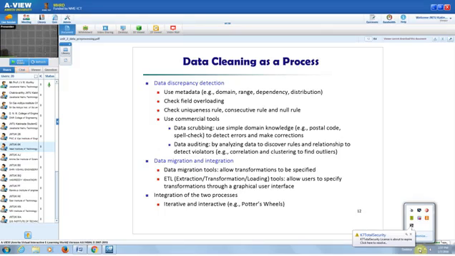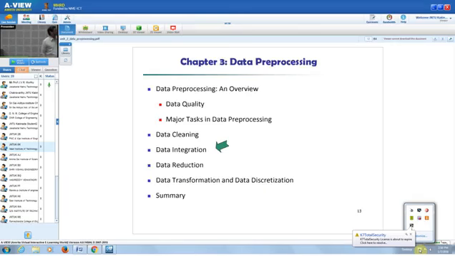So that is the importance of ETL tools. And integration of two processes, iterative and interactive integration, happens. It's called Potter's Wheel. There is an example. Of course, I don't have much idea about the Potter's Wheel tool, but about the migration tools I have ideas, so I'm able to explain a little bit about them, because while I was working, I was dealing with some of the data moving tools. So I have some idea about it. Okay. Next slide, please.